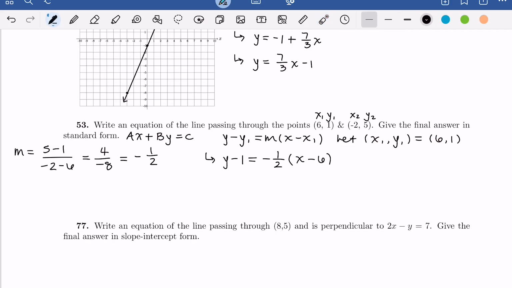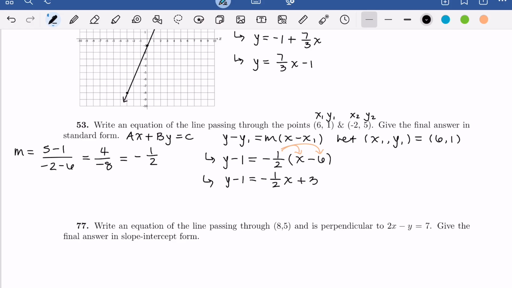All right, so from here, we need to distribute and simplify and then get everything into this form. So we have y minus 1 on the left-hand side. On the right-hand side, I'm going to distribute this -1/2 to everything in our parentheses here. We're going to get negative 1/2 times x, which is just going to give us negative 1/2 times x. And then when we multiply negative 1/2 times negative 6, first of all, that's going to be a positive value. So we're going to write that there. And then 1/2 times 6 is the same thing as 6 divided by 2. So this is just going to give us 3.